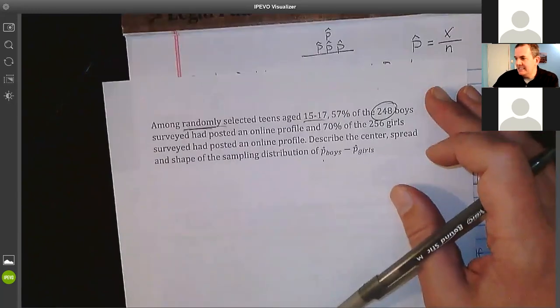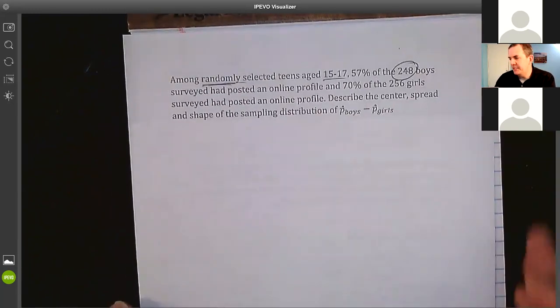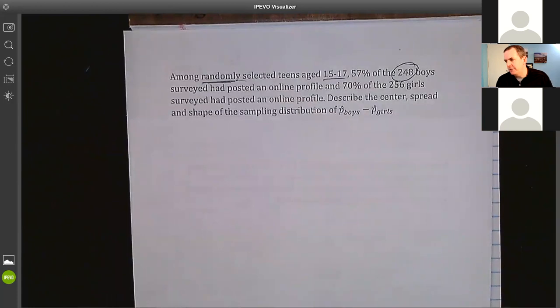Among randomly selected teens aged 15 to 17, 57% of 248 boys surveyed had posted an online profile. 70% of 256 girls surveyed had posted an online profile. Let's talk about the center, shape, and spread of their difference. So what I need to do is the following. I need to do that center, shape, spread check for boys and for girls.